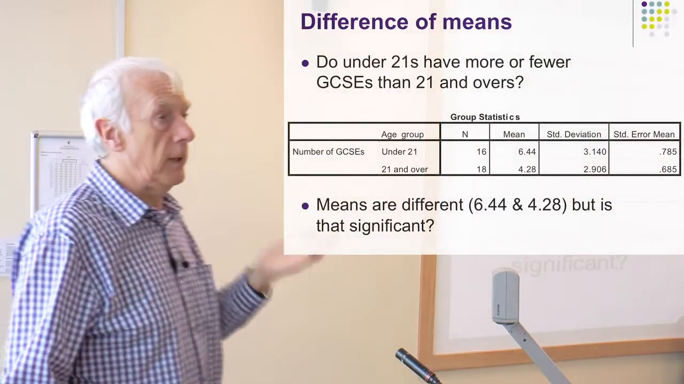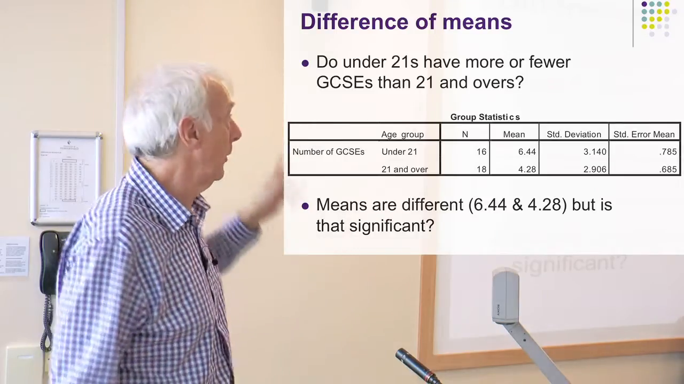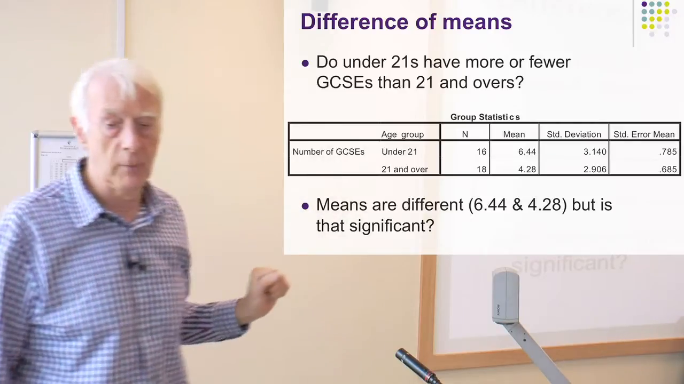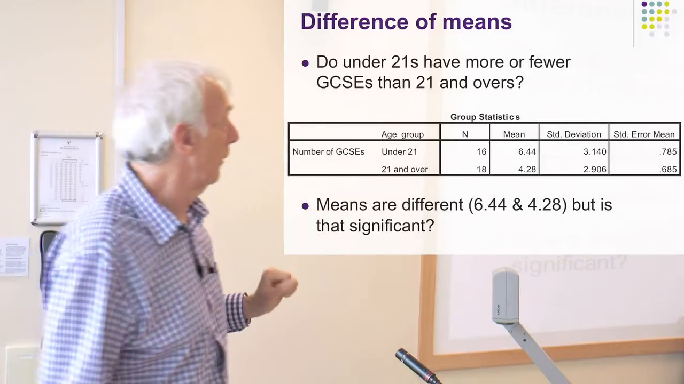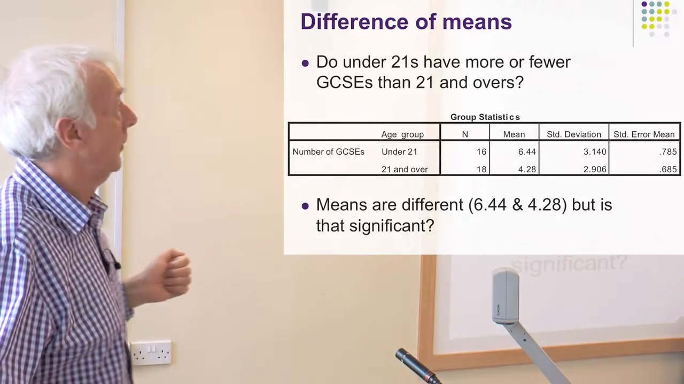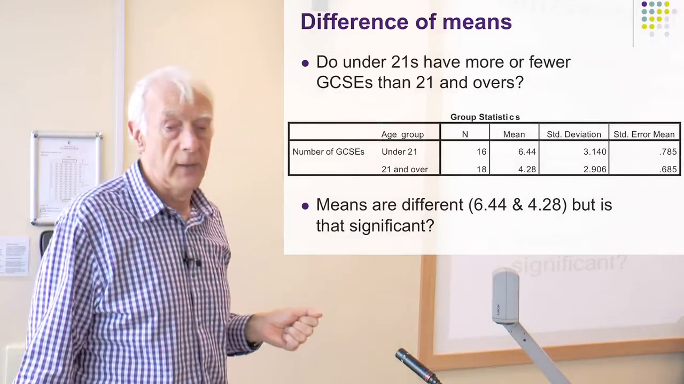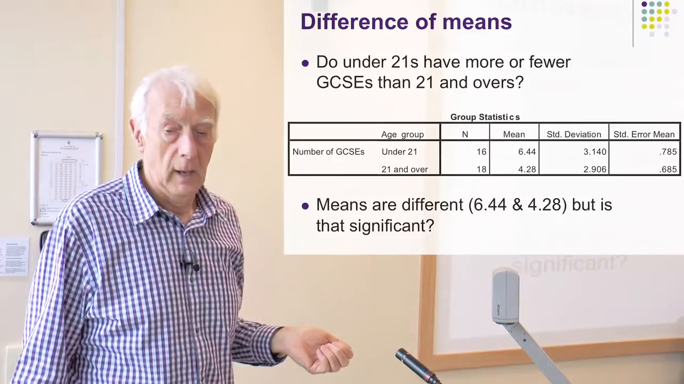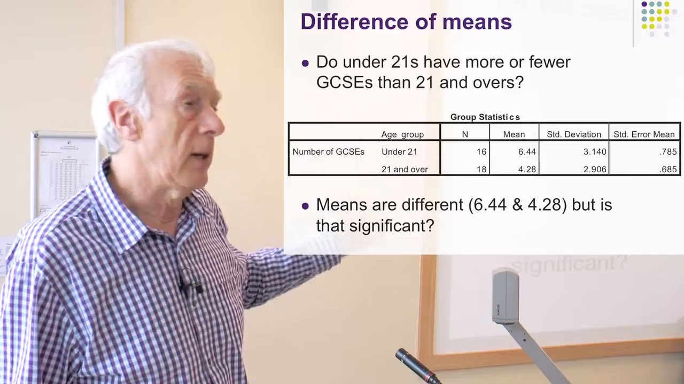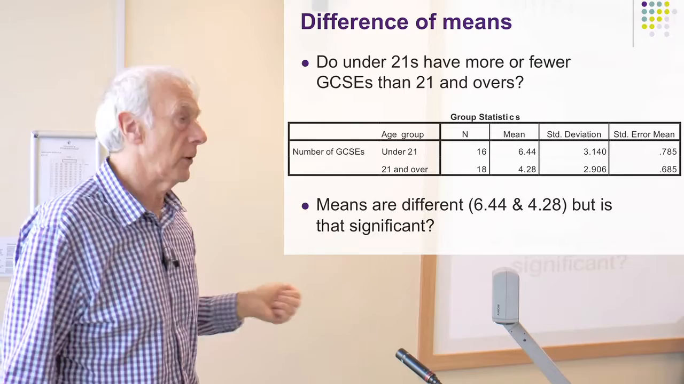Okay, so what do we do? If we do it in SPSS, this is what we've got, and I'll show you in a minute how to do it. I've got a little video to show you how to do it, but for the moment, this is what you get in the output. I hope you're becoming familiar with this now from doing things in the labs. You'll begin to recognize the format of an SPSS output. So I've asked the question, here's my hypothesis: do the under 21s have more or fewer GCSEs than the 21 and overs? And what I've found is, here are the summary tables. This is where it's actually telling you, in the light of the actual data, which has got more and which has got fewer.